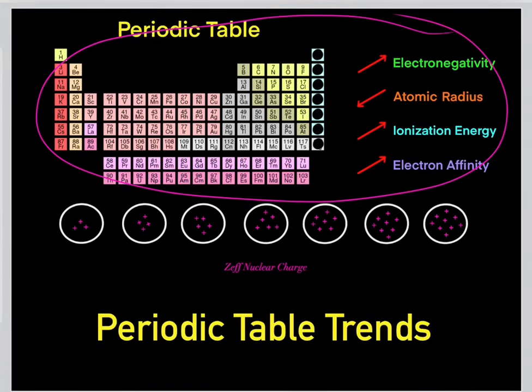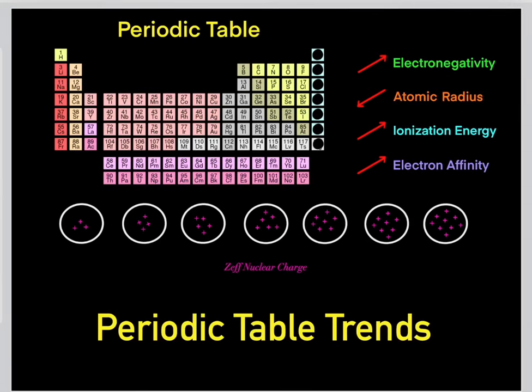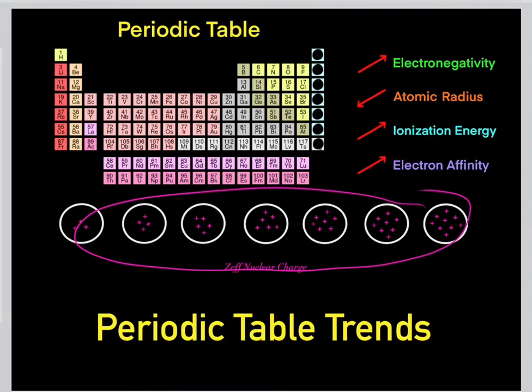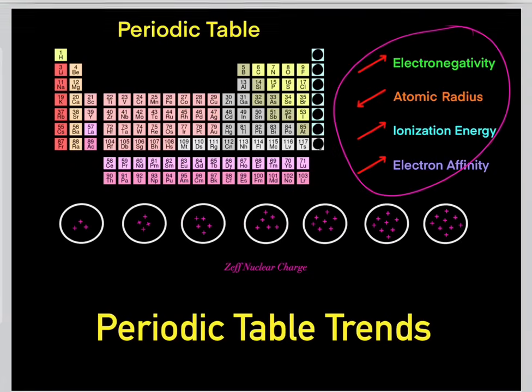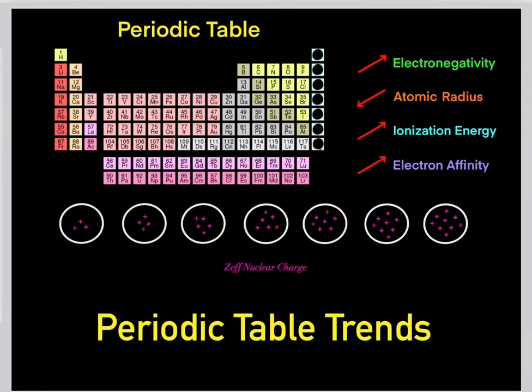But the point is we have these 4 periodic table trends. But the only thing you need to understand all these periodic table trends is the Zeff nuclear charge. As long as you understand the Zeff nuclear charge increases as you go to the right, and the nucleus gets more positively charged as you go to the right, as long as you understand the Zeff nuclear charge, you can understand these periodic table trends.